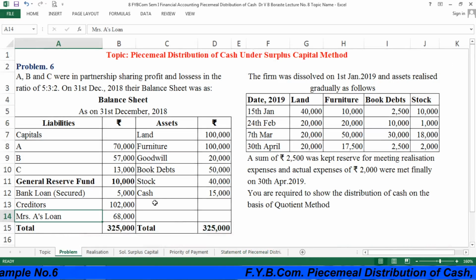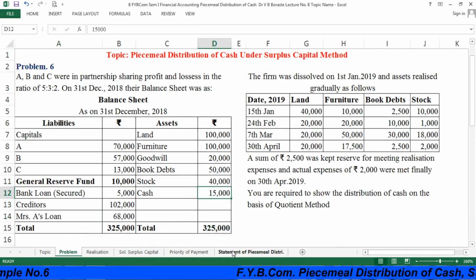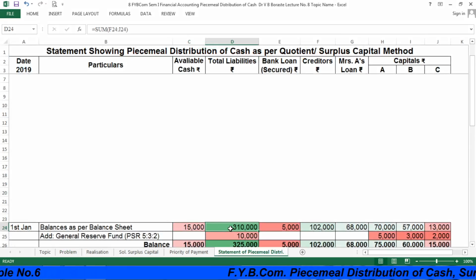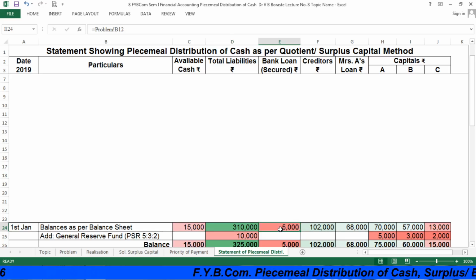Here you can see available cash is 15,000. After cash, we have another column, an extra column of total liability. Later on I will discuss why the total liability column is mentioned here. Then secured loan, that is bank loan, 5,000. Then creditors 1,02,000, Mrs. A's loan 68,000, and capital balances are 70,000 plus 57,000 plus 13,000.